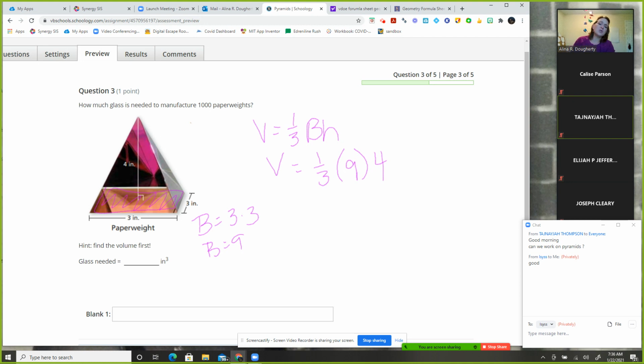So you do that multiplication, 1/3 times 9 times 4, and I think you get 12, if my mental math is good. And so the temptation is to put 12 here, right? How many paperweights do we want to make? 1,000. So we've got to multiply that by 1,000.